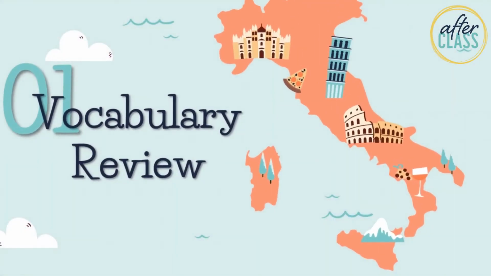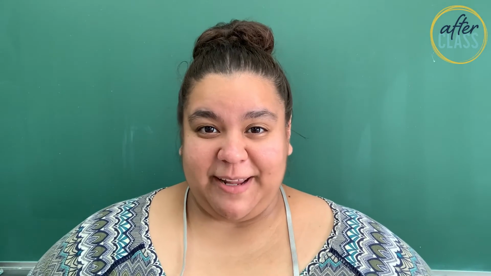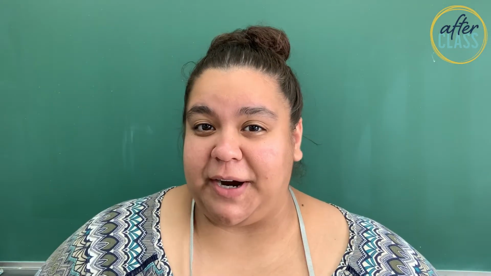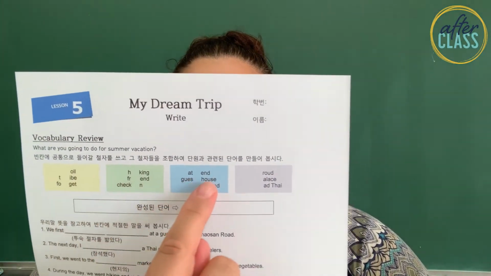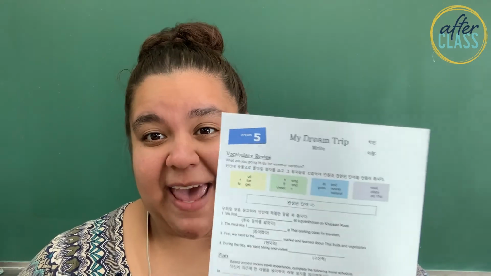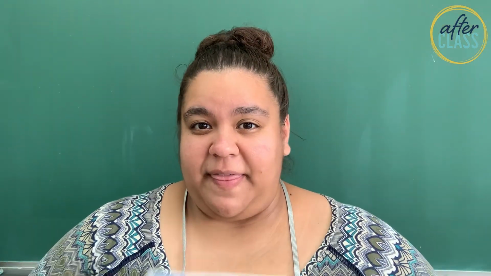1. Vocabulary review. For the vocabulary review, you're going to be using your worksheet. You have 2 parts of your vocabulary review. Part 1 is looking at the words in the boxes and finding the missing letter that is the same for all of the words in that box. Once you have figured out all the missing letters, you're going to unscramble them and it makes a word that you're going to write here.